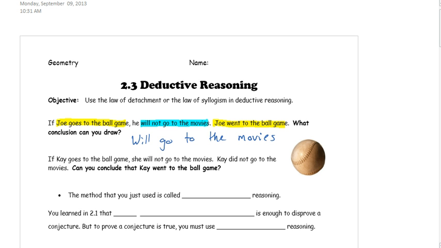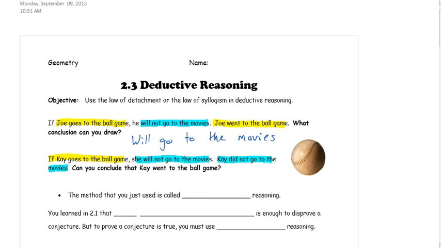If you look at the second one, if Kay goes to the ball game, she will not go to the movies. Kay did not go to the movies. Can you conclude that Kay went to the ball game? In this case, you cannot conclude that, because just because she didn't go to the movies doesn't have anything to do with going to the ball game.